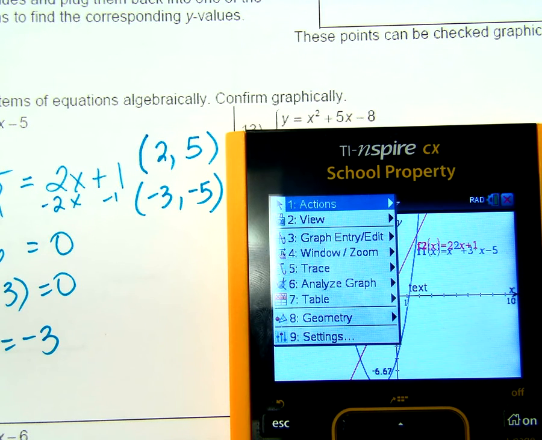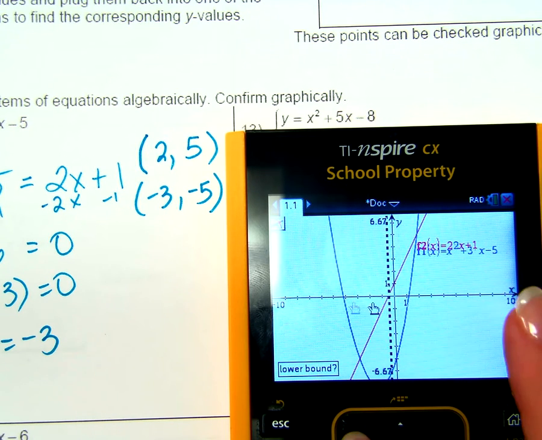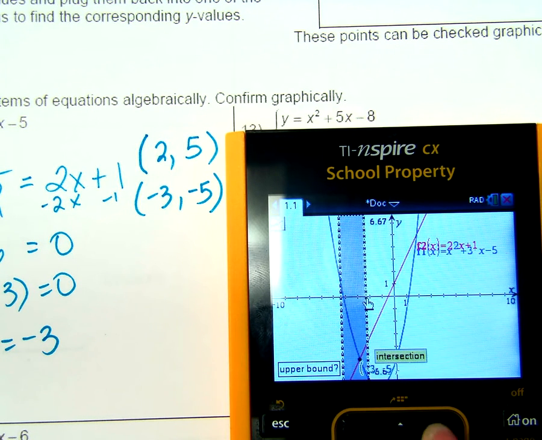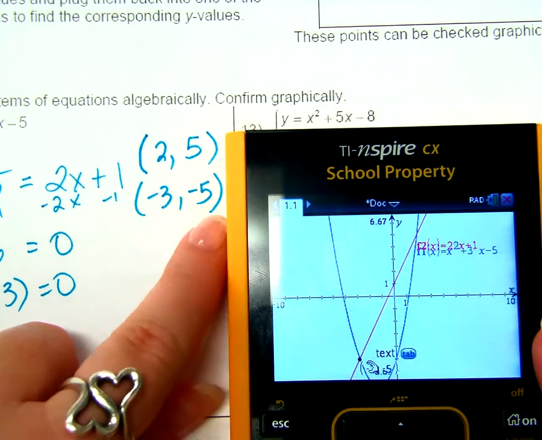Menu, analyze, intersection. Remember that? Just go down the left-hand side and hit enter, or not enter, but the middle button, right-hand side. There it is, right down there. Can you see it? Negative 3, negative 5. Yes!